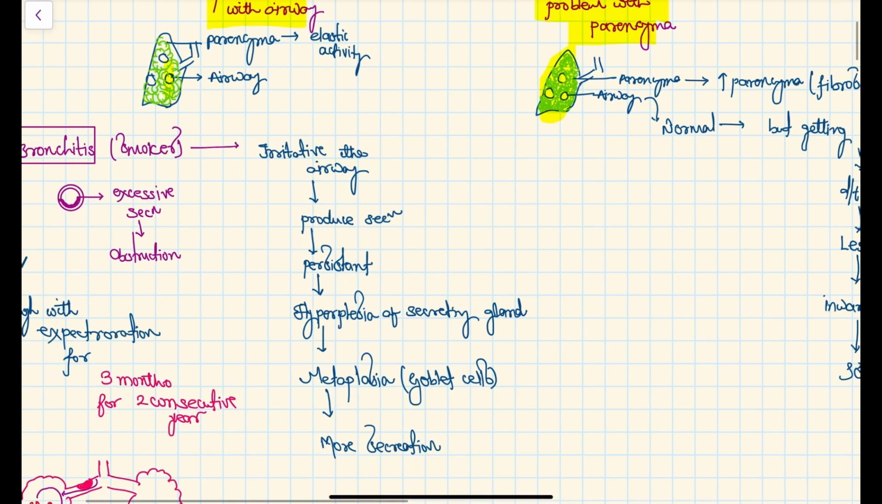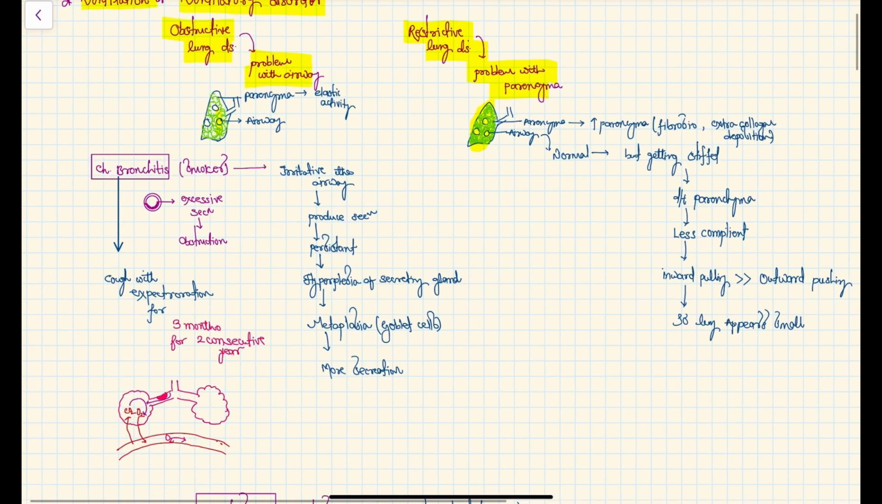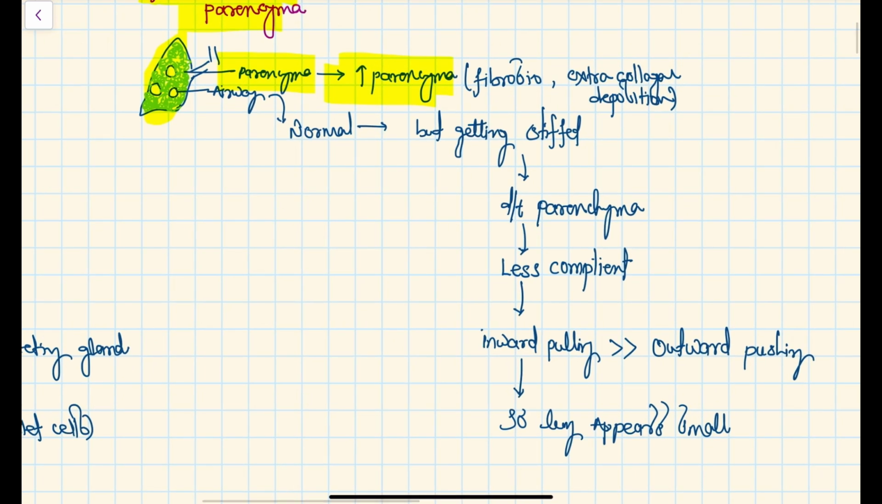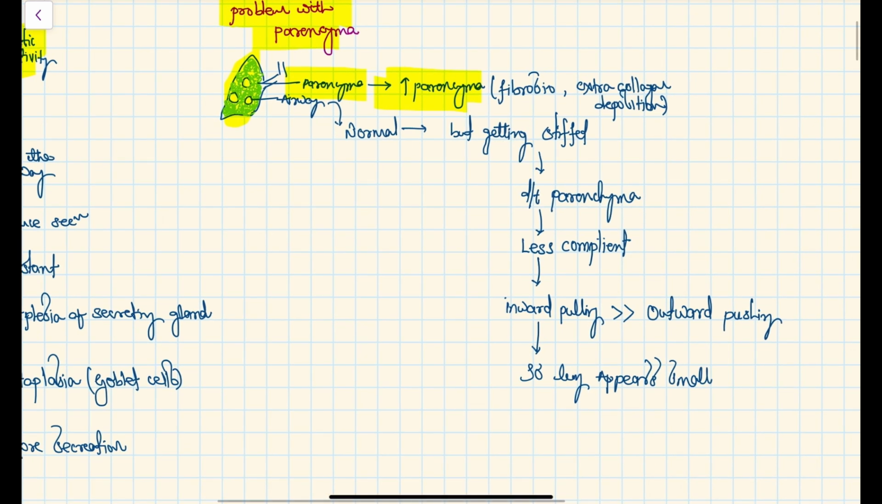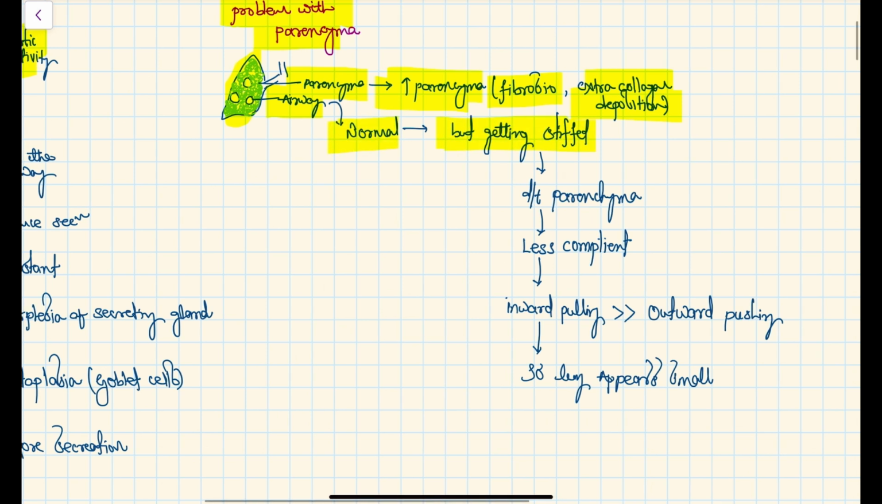See here, this is the difference in the parenchyma. Here the parenchyma has elastic activity. Here the parenchyma is increased in number and density, which occurs in fibrosis with extra collagen deposition. And in restrictive diseases, the airway is normal but gets stiff due to the increase in parenchyma.